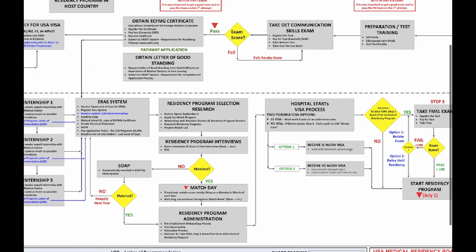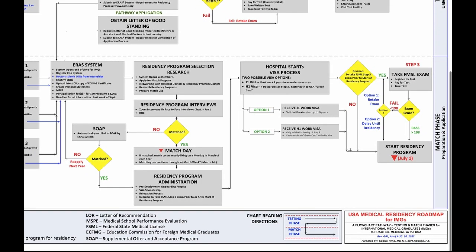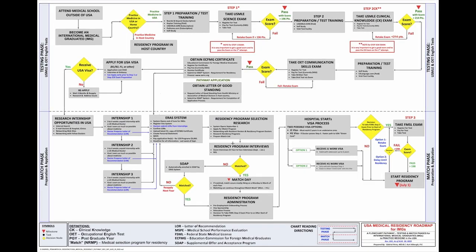The idea is that with these images, you can help others to understand how the process works and basically get into the pathway in an easy way. Here's the way that you can read this pathway, and I hope you like the explanation.